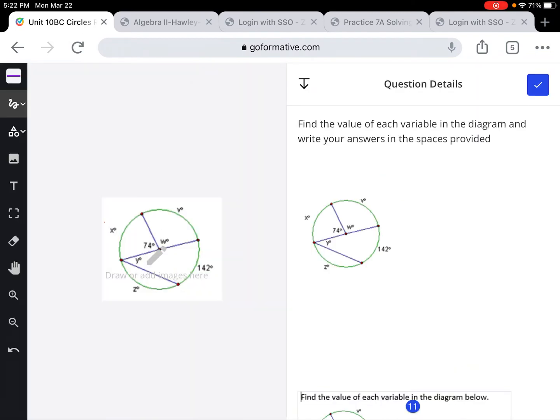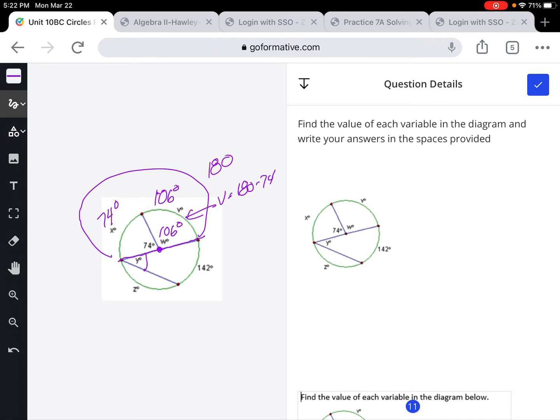This one right here is a little bit more challenging. Easiest thing is, of course, x is 74 degrees. I know that this is a center. I'm assuming that's a central angle, which means this is a diameter, which means this whole arc is 180. So V is going to be 180 minus 74, which is 106 degrees. So W also has to be 106 degrees.